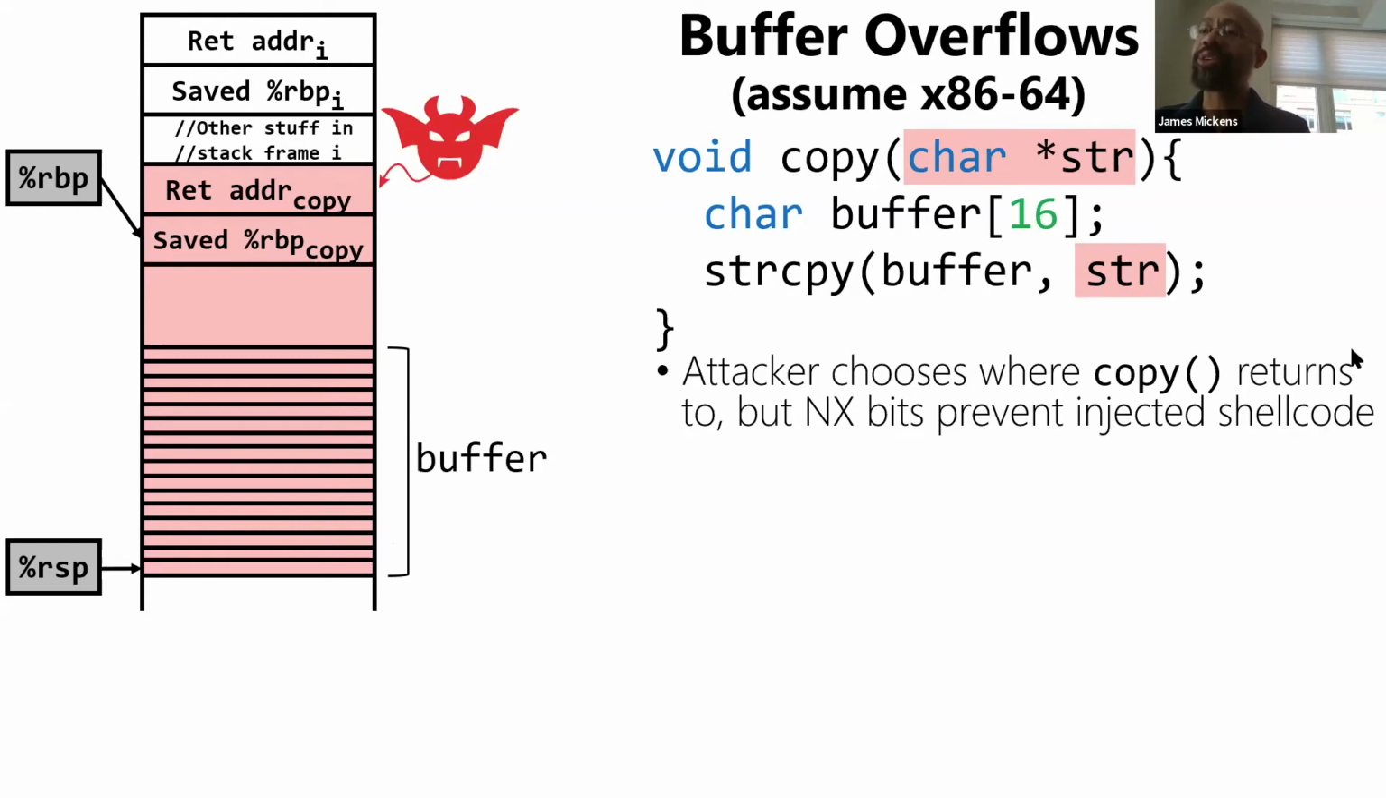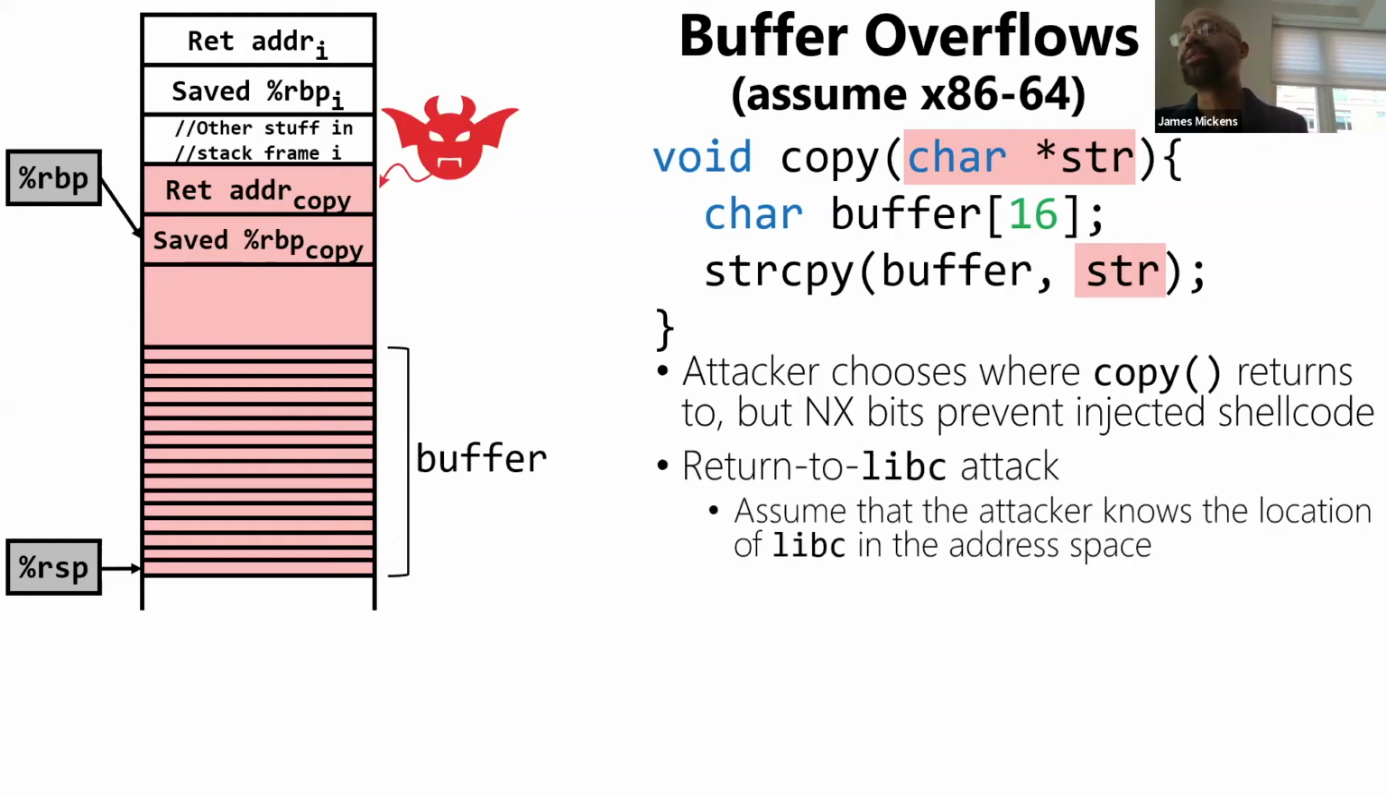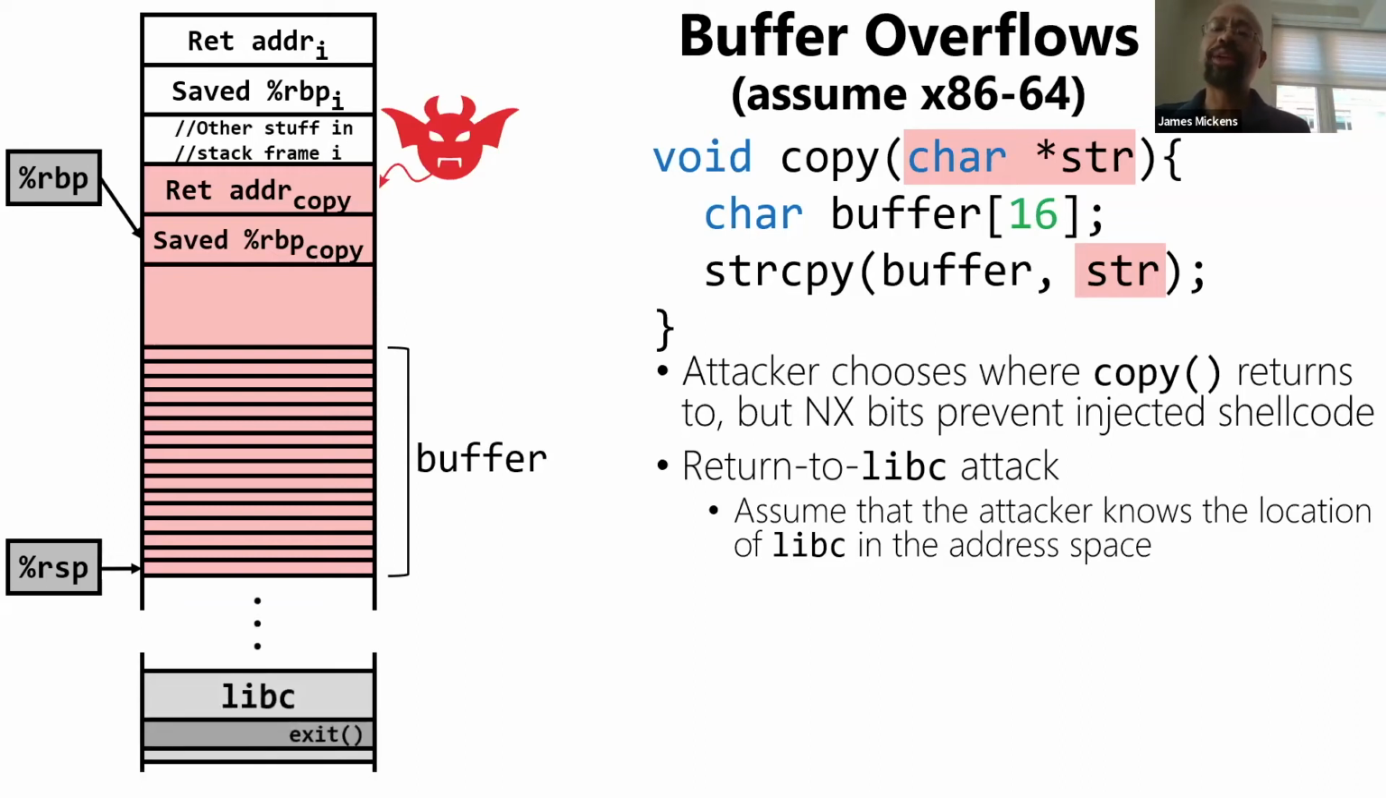So what can the attacker do in this case? Well, never underestimate the intelligence of the criminal mind. There are ways to still launch control flow attacks here. One of the first responses by attackers was the notion of a return to libc attack. So what's the idea here? Let's assume that the attacker knows the location of libc in the address space. If we look over to the left in the diagram, let's assume that's where libc lives.